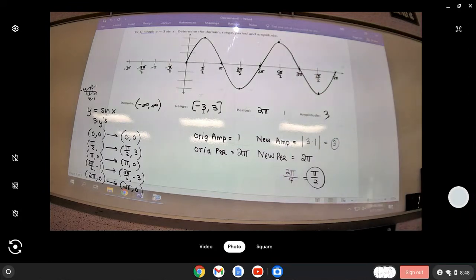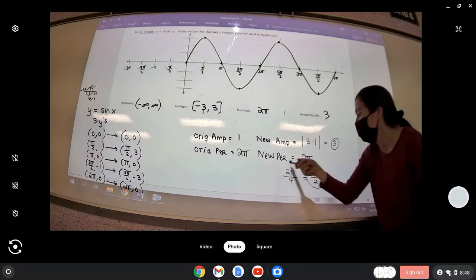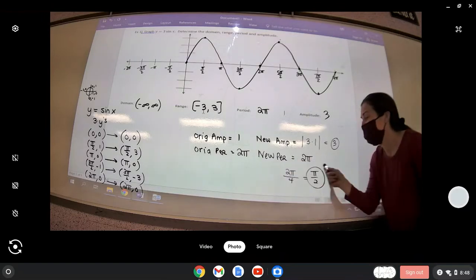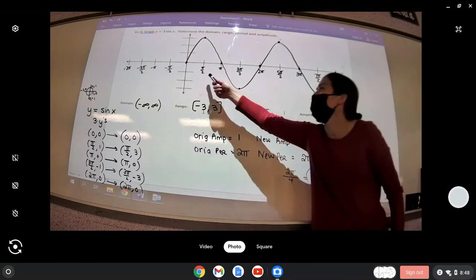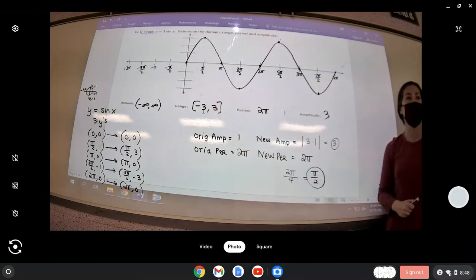Go ahead, Michael. But how come the new period says pi over 2? That's not my period. My new period is 2 pi. I took my period and cut it into 4 subintervals, so I knew my counting increment was pi over 2. Oh, okay. Sorry to confuse you there.